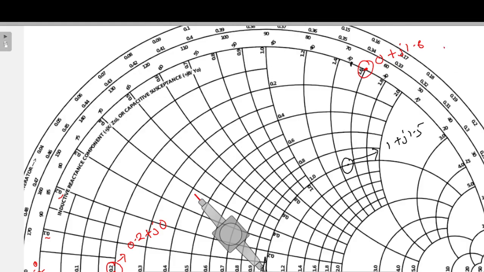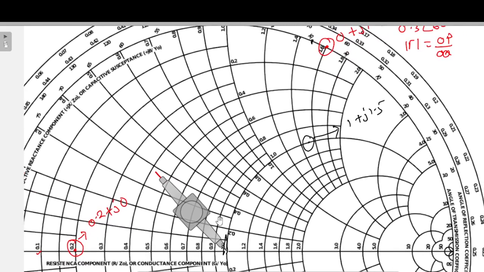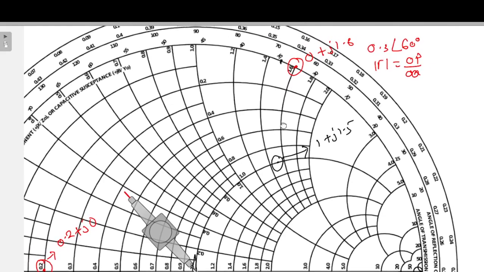Okay, so it is asking 0.3 with angle of 60 degrees. So how do we represent this reflection coefficient? The magnitude is represented by OP by OQ. So what is this OP by OQ? If we need to find the reflection coefficient, we need to draw a line. Wherever this ZL value is, from the center to ZL is the distance OP, and from the center to the outer edge is OQ. Now where does this line exist?